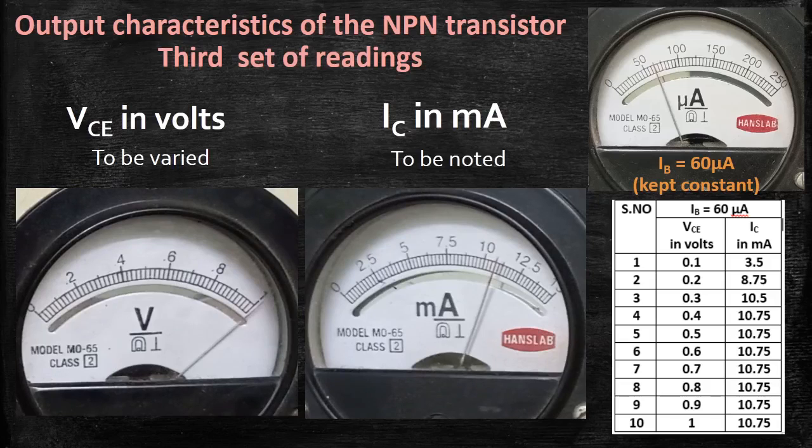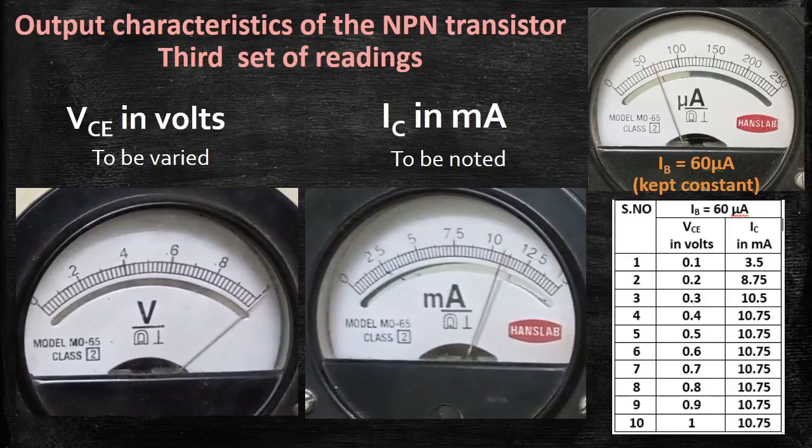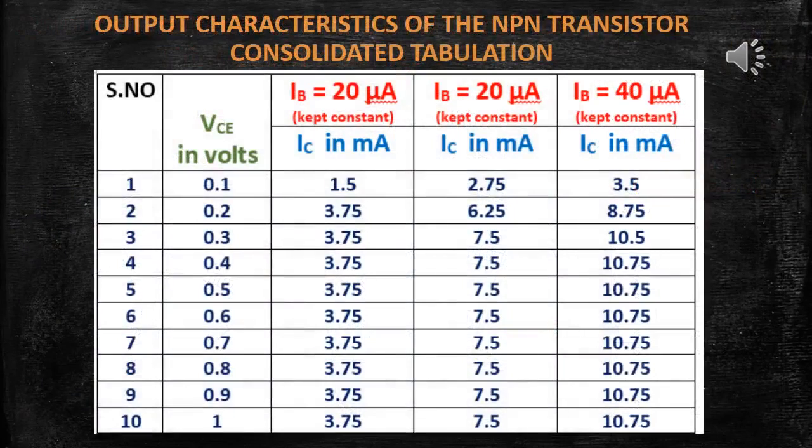So far we have taken 3 sets of reading. For those 3 sets of reading, we have to draw the graph. Therefrom we have to find out the value of output impedance. We have to draw the slope also. Understood? Here we have tabulated all the values which are taken for various values of IB.